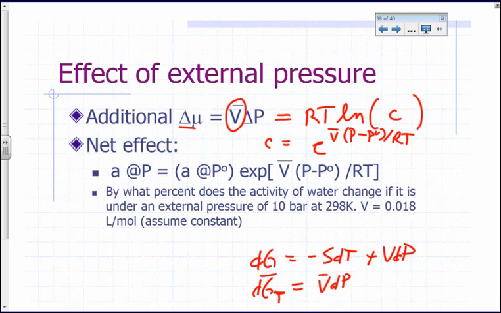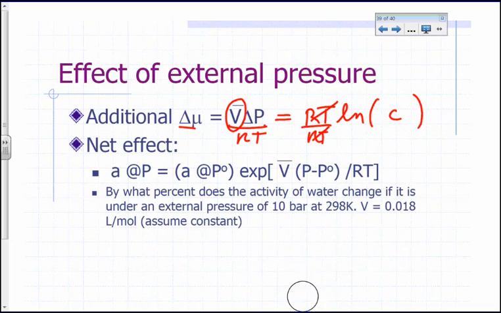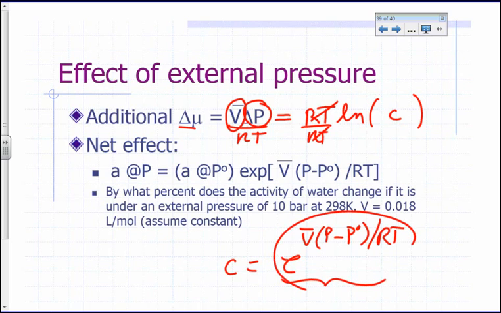Okay, let me clarify that. Divide both sides by RT, right? So we can solve for C. C, this extra factor, will just be equal to e to the V bar times P minus P naught, that's your delta P, divided by RT. So this is the extra factor that you have to put in to multiply the activity at P naught.